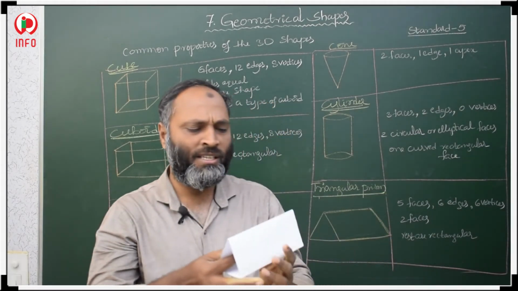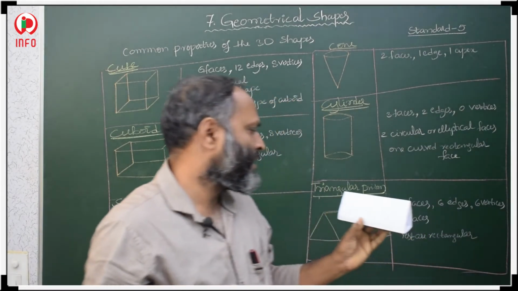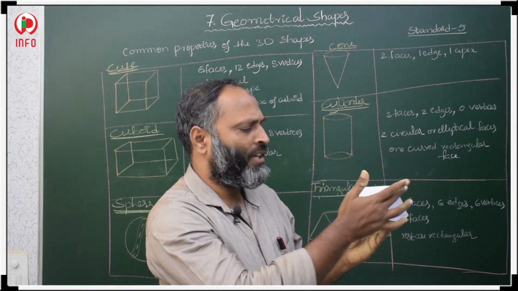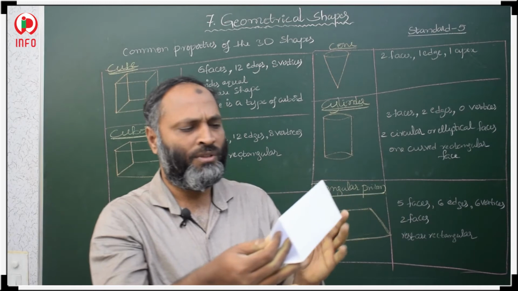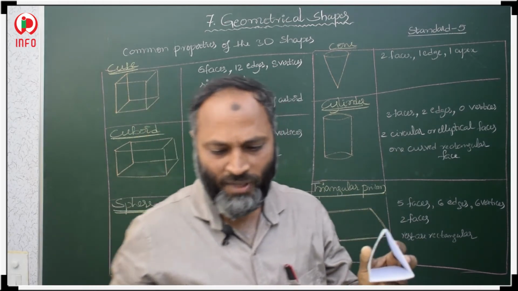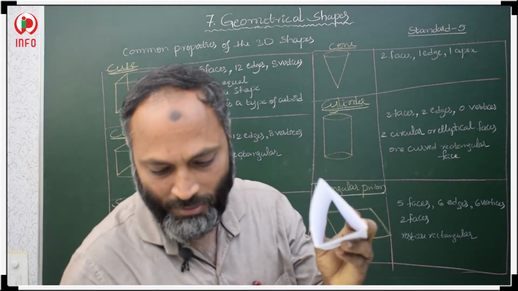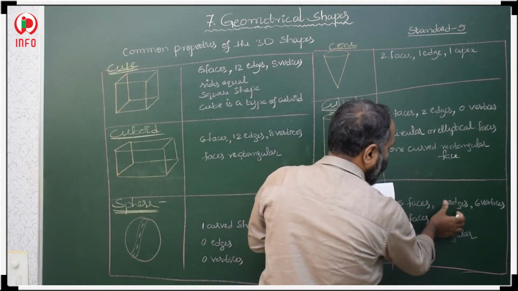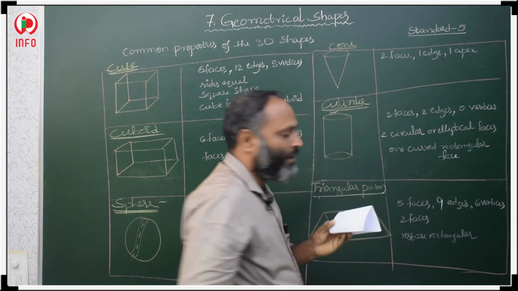How many edges? See here, how many edges? Here 1, 2, 3. 3 edges. 1, 2, 3. 3 edges. 3 plus 3, 6 edges here. So here 9 edges total. How many edges? 9 edges.